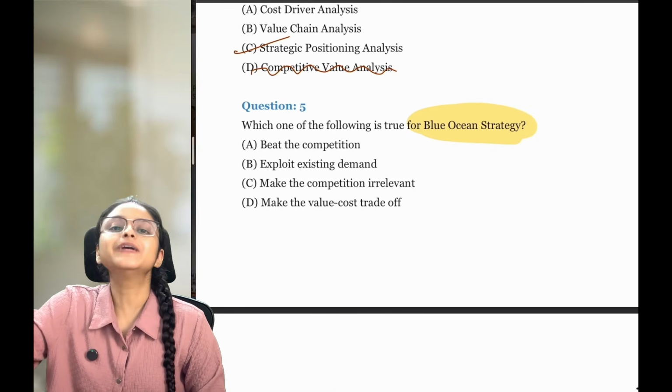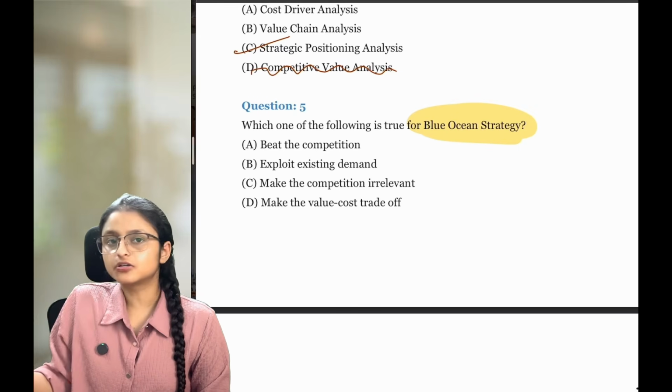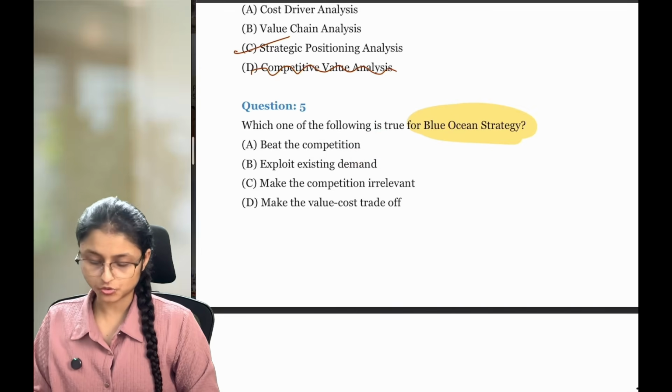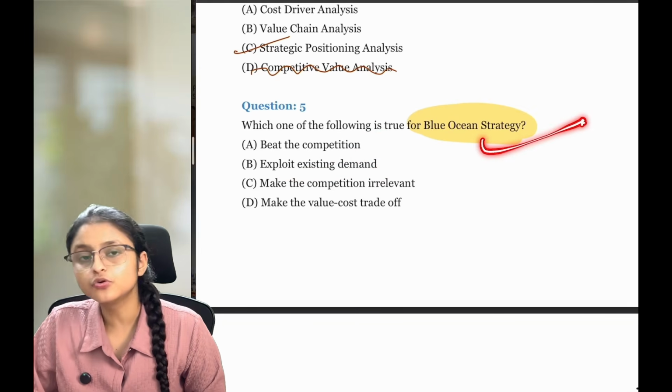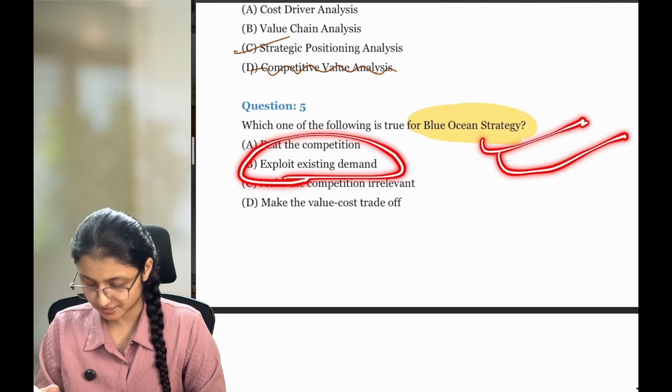So whom will you beat? Whom will you outperform among other competitors? There are no such competitors available. So this is not what happens in blue ocean strategy. Exploit existing demand? You're creating your own new market. Hence, new demand is there. So there is no need to exploit the existing demand.